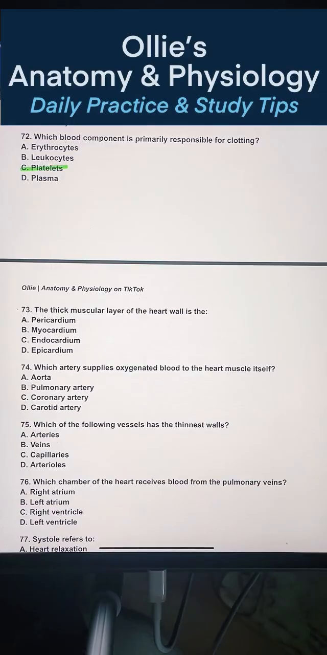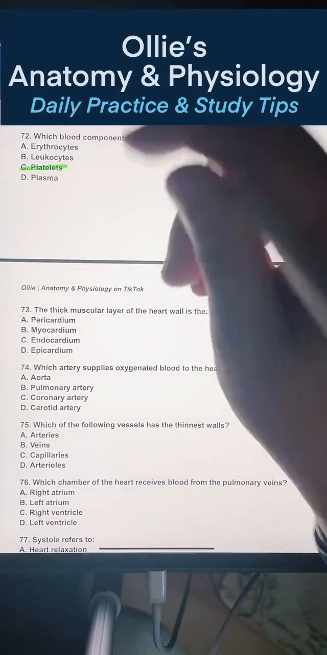What's the difference between undergrad and graduate anatomy and physiology? I'll let you know here in just a second. Let me answer this question, and then I will answer.